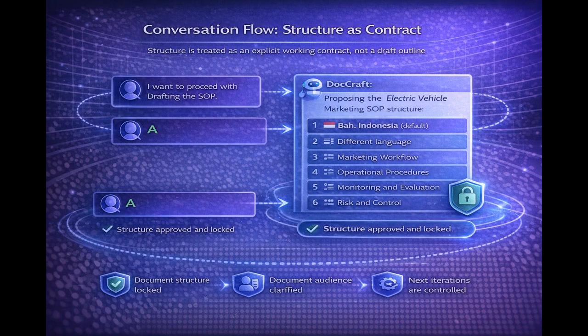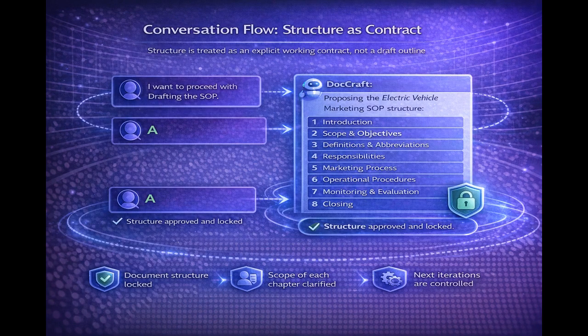This means no chapter is written outside the agreed scope. If changes are required, they must be explicitly reconfirmed. By locking the structure early, DocuCraft ensures alignment, prevents scope drift, and creates a shared understanding of the document roadmap.